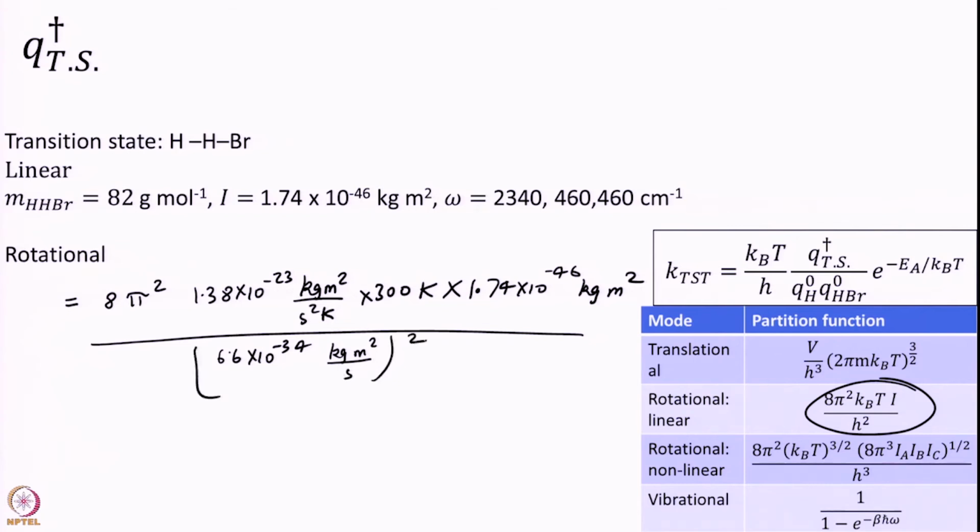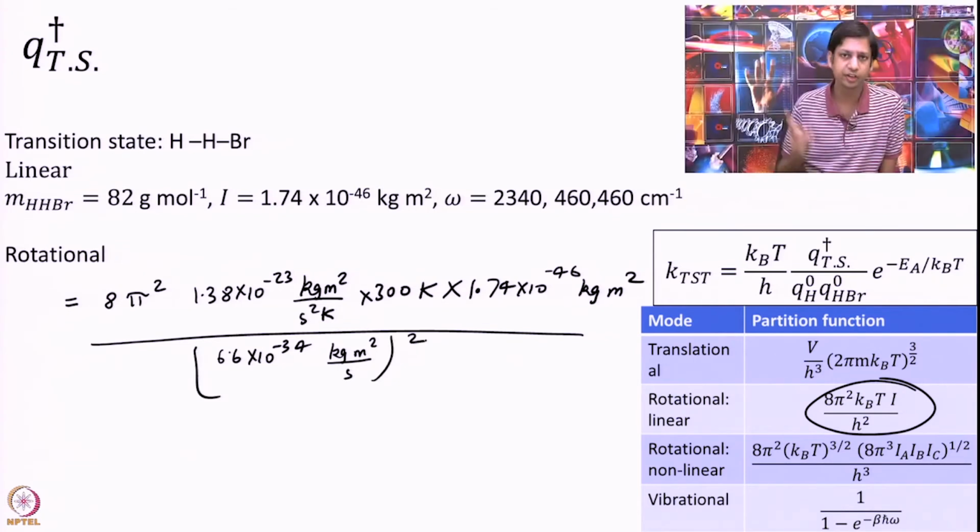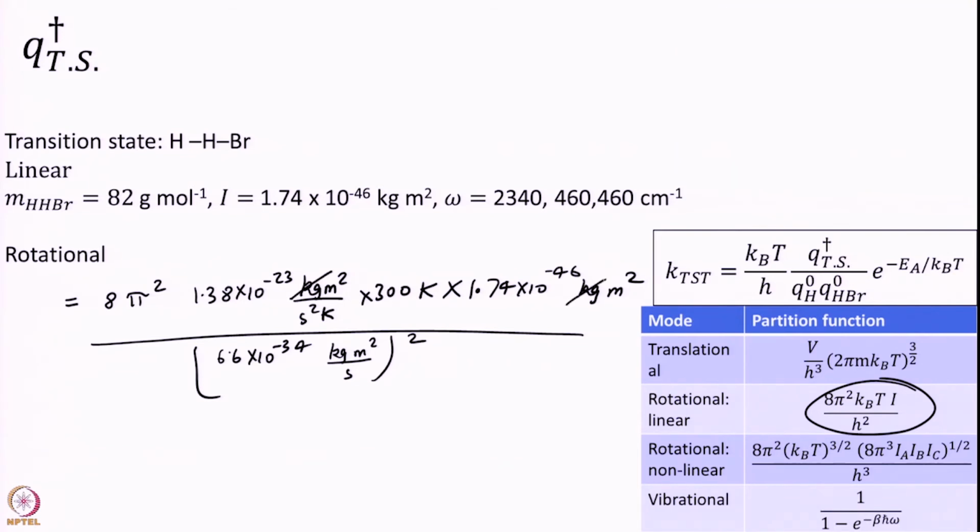The first thing is all units must cancel. Rotation and vibration partition function are dimensionless. So, kilograms into kilogram is kilogram square, cancelling with kilogram square in the denominator, meter to the power of 4 here, meter square 4, Kelvin cancels with Kelvin here, second square cancels with second square, and that becomes, plugging in numbers, which comes out to be this.